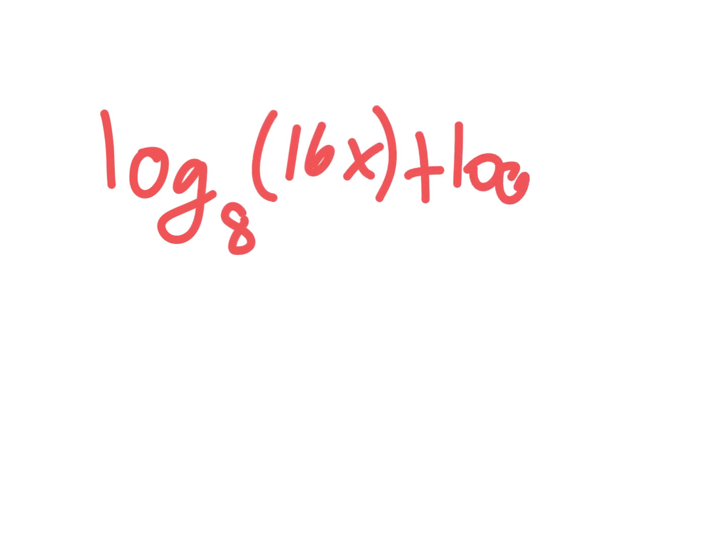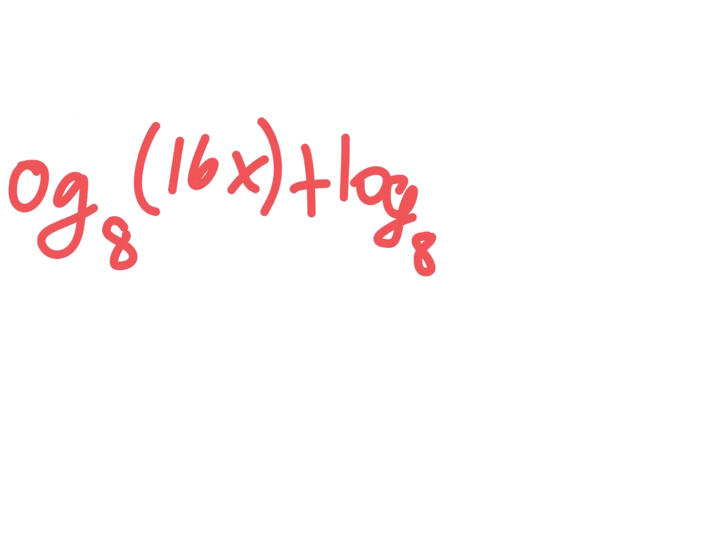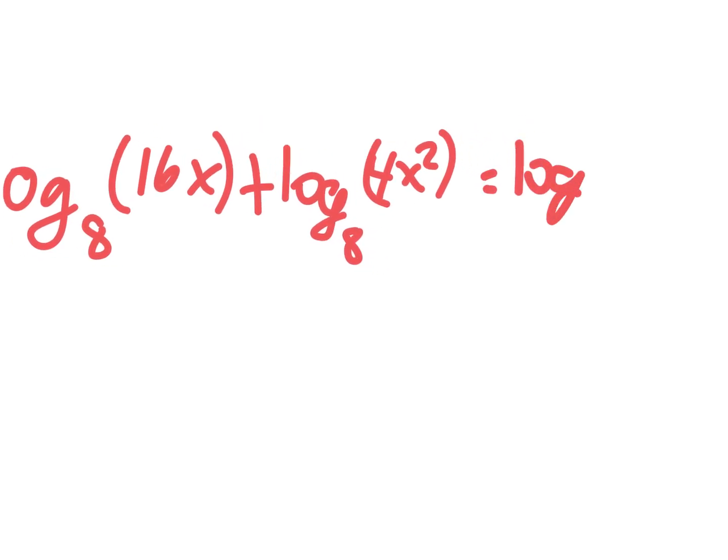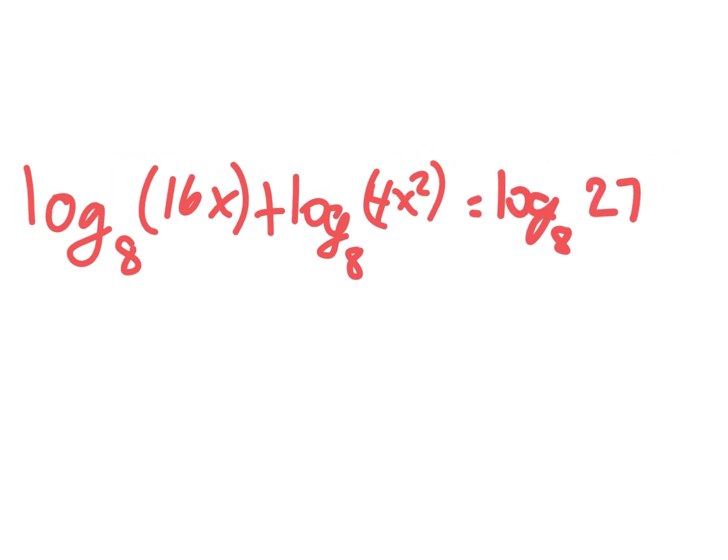Log base 8 of 16x plus log base 8 of 4x squared is equal to log base 8 of 27. Now you might think you could just cancel all the logs out. No, you can't. Doesn't work that way. But you can condense these two, and then if the log bases are the same, you can take them out on both sides, but not until you condense these two. Get it down to one log.